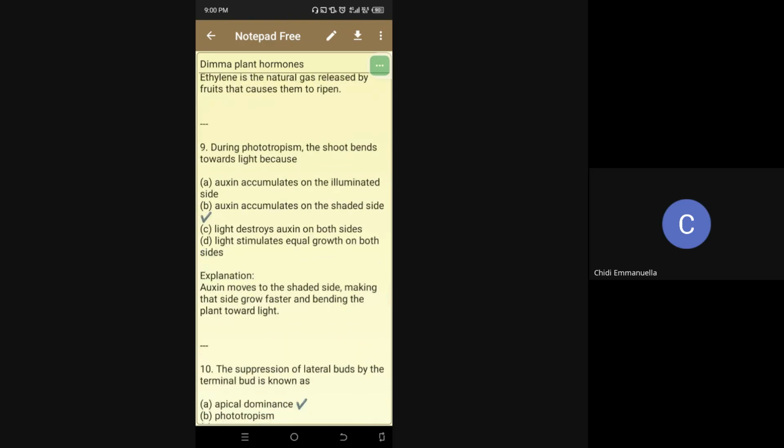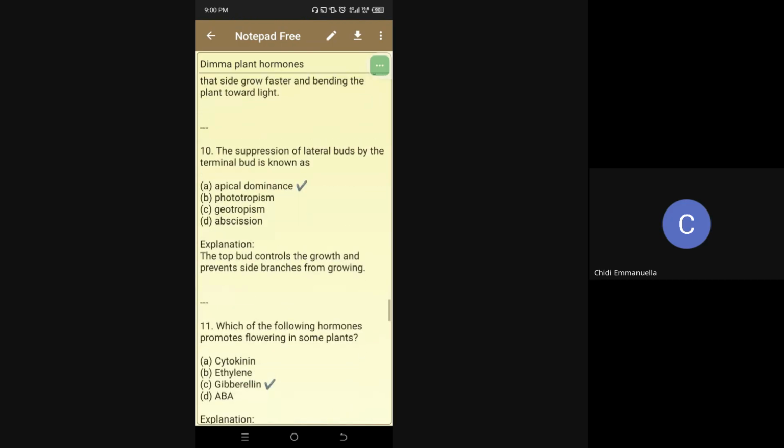Number 9. During phototropism, the shoot bends towards light because of auxin accumulation. Yeah? I said to the shaded side or to the dark side. Yes, the answer is B. Auxin accumulates on the shaded side. So you're correct. Auxin moves to the shaded side, making that side grow faster and bending the plant towards light. Number 10.